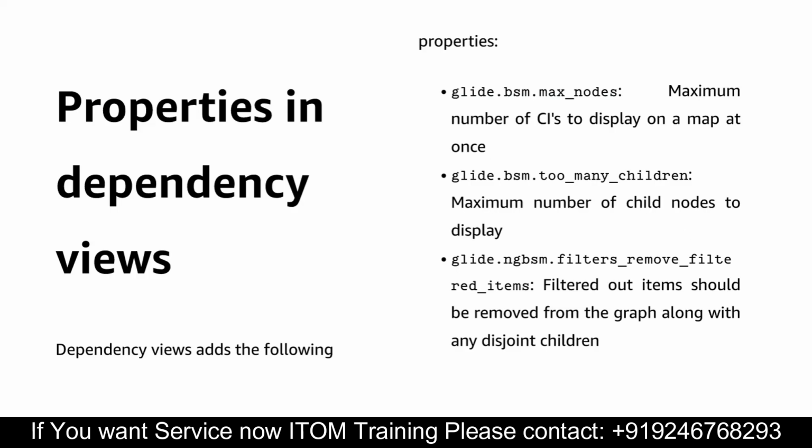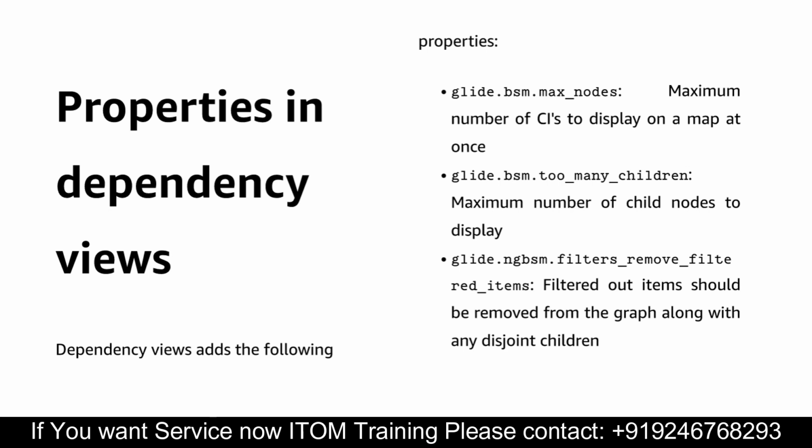The first property is glide.bsm.max_nodes. Just now I said nodes, so that information will be stored in this particular property. It defines the maximum number of CIs to display on a map at once. At once, how many CIs can be displayed on a map? For that we need to give a property.